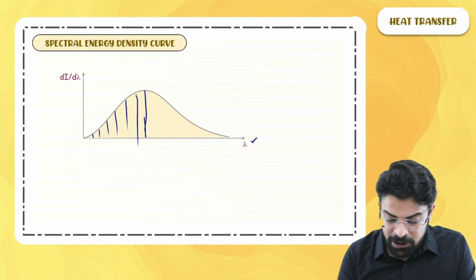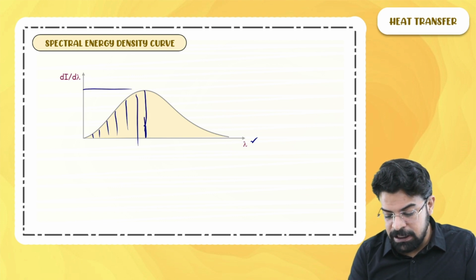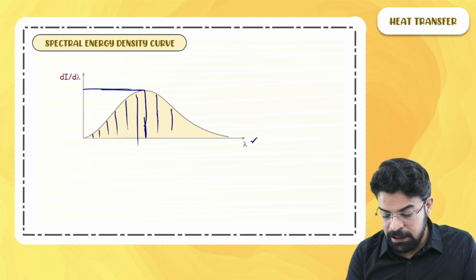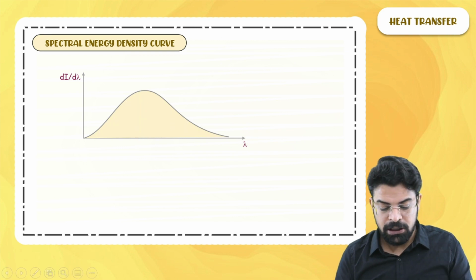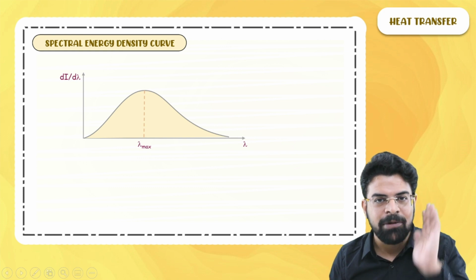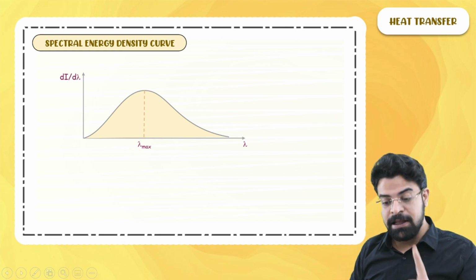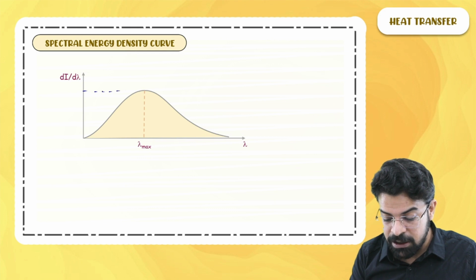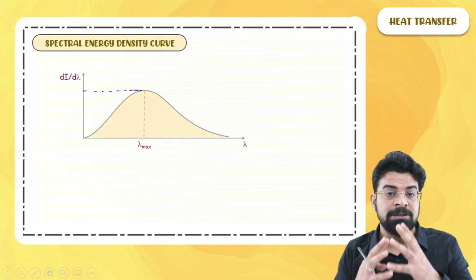But there is a particular wavelength corresponding to which the intensity is maximum, and this particular wavelength is called lambda max. Lambda max doesn't mean that the wavelength is maximum. Lambda max means that this is the particular wavelength associated with which the energy radiated is maximum.